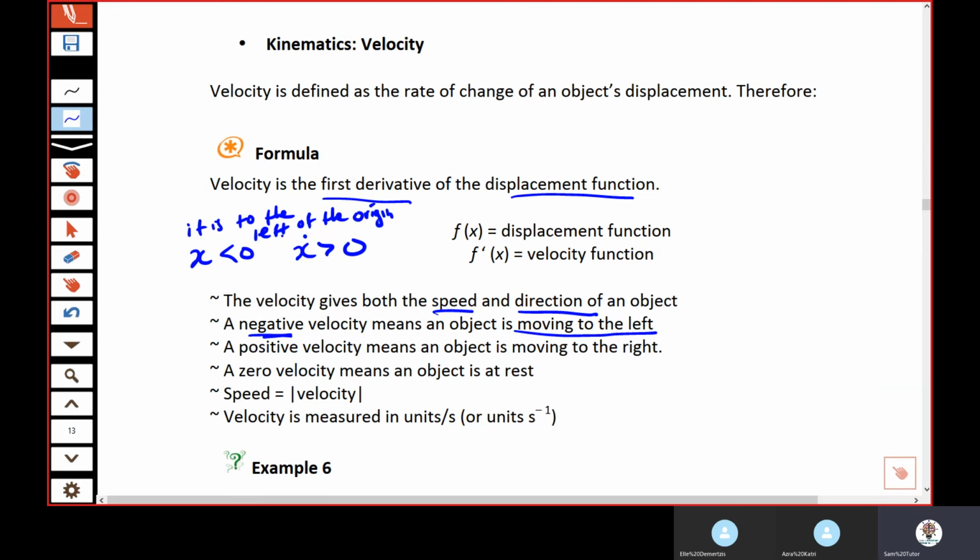So x less than 0, it is to the left of the origin. Do you get that? So it can be to the left of the origin. x dot greater than 0 means that it is moving to the right.